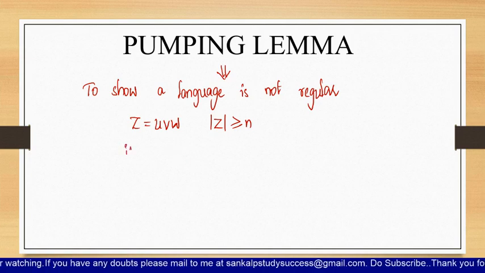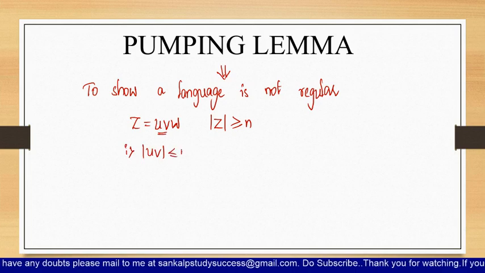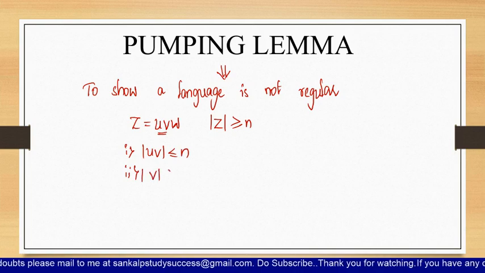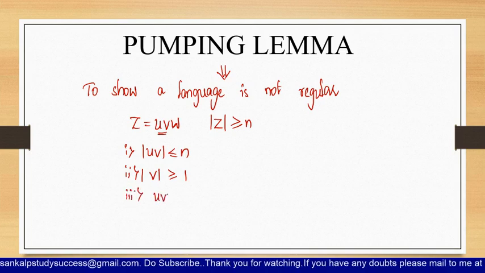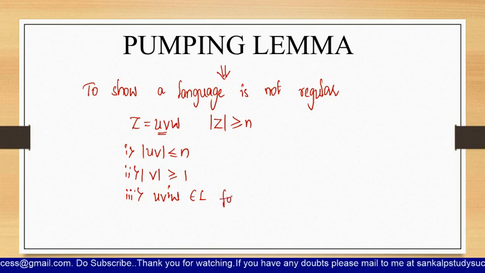So now let us see. The first one is mod uv. The combination mod uv is less than or equal to n. And the second one is mod v is greater than or equal to 1. That means the length of v should always be 1 or greater than 1, but not 0. And the remaining third one is u v power i w. u v power i w belongs to L for i greater than or equal to 0.